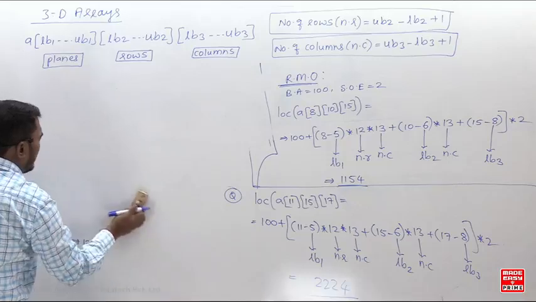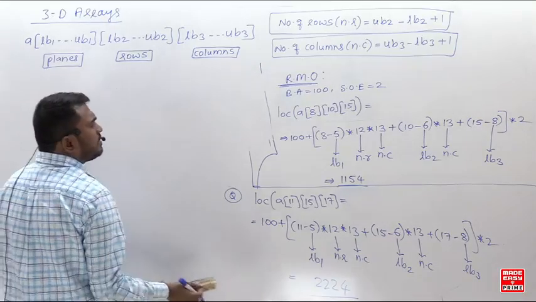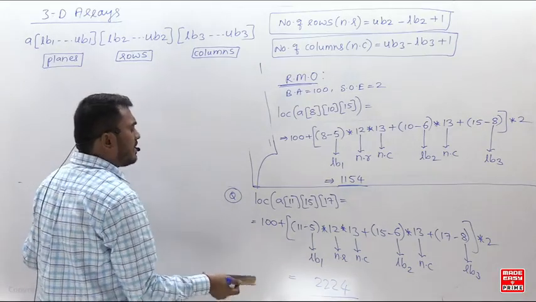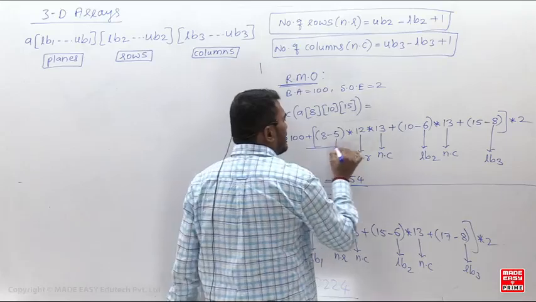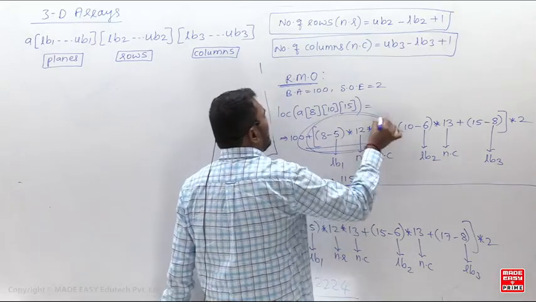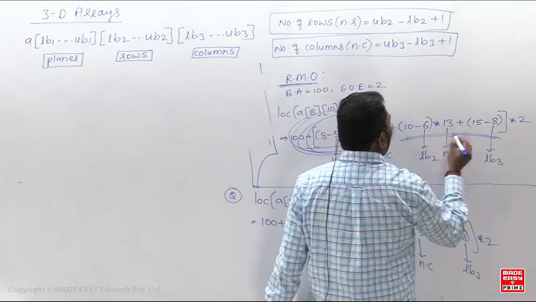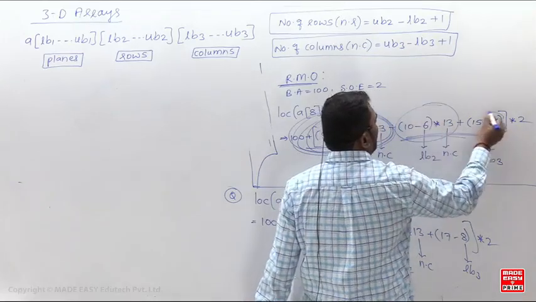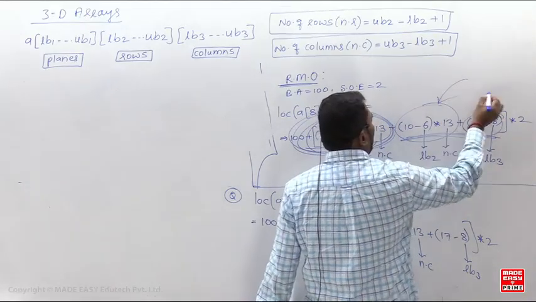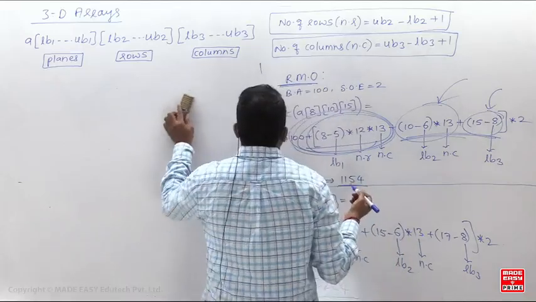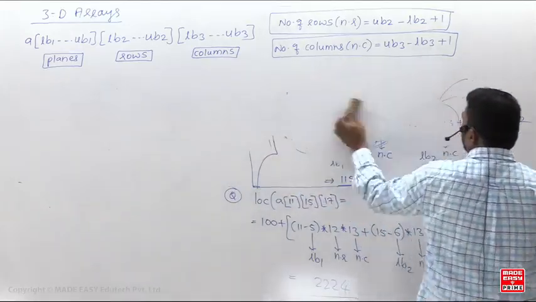Understood? Same thing. If it is a column major order, then what will you do? You concentrate on the columns. This part is always the same. This part is always the same. This part is always the same. Only here, in row major order, first you consider rows and then columns. In column major order, first columns and then rows. That's it. So you write down the formula directly.